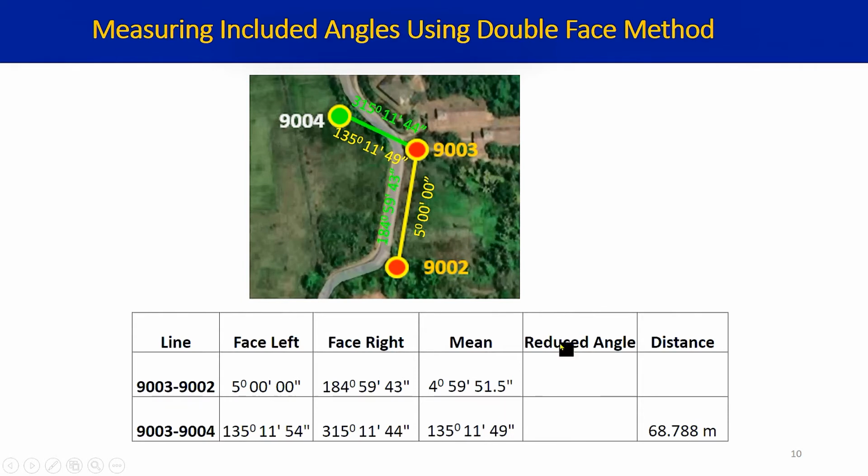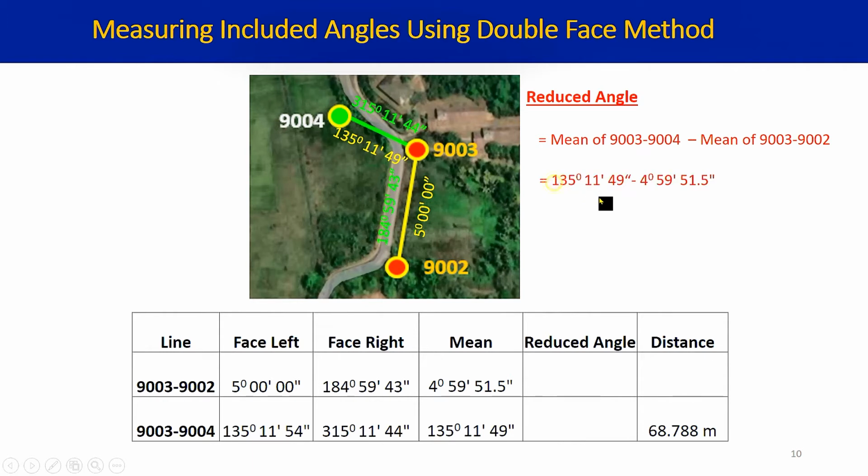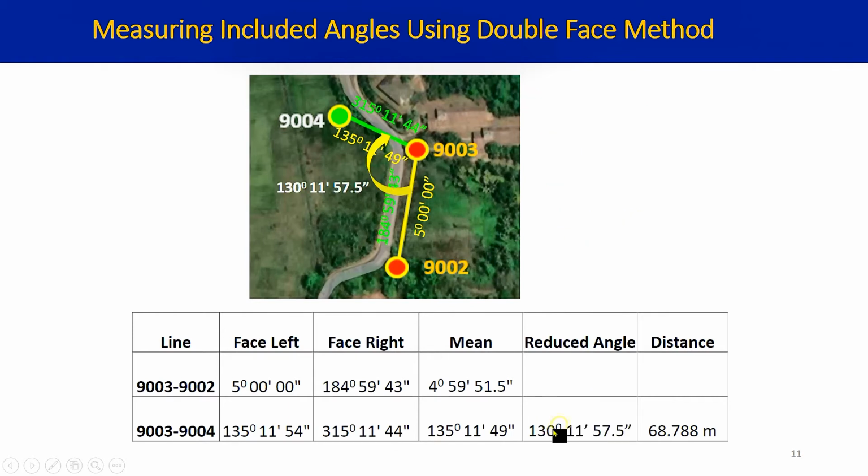Then we can find out the reduced angle. The reduced angle is the difference between these two mean angles. So we can reduce the mean of the 9003, 9002 line from the mean of the 9003, 9004 line. So the difference is 130 degrees 11 minutes and 57.5 seconds. So we can put it in the reduced angle column. And then we can mark it in the figure, 130 degrees 11 minutes and 57.5 seconds, like this.